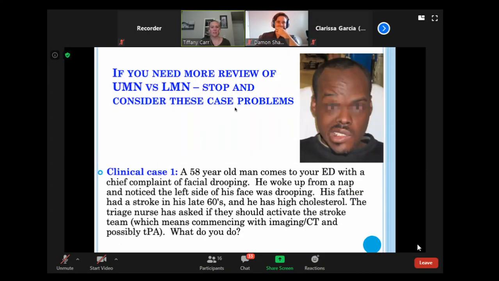All right. So do you guys want to go through the cases? Kind of adjust these. So we have a 58-year-old man who comes to your ED, emergency something? I don't know what ED stands for. Chief complaint of facial drooping. He woke up from a nap and noticed the left side of his face was drooping. His father had a stroke in his late 60s, and he has high cholesterol. The triage nurse has asked if they should activate the stroke team, which means the commencement of imaging and CT, possibly TPA. What do you think?